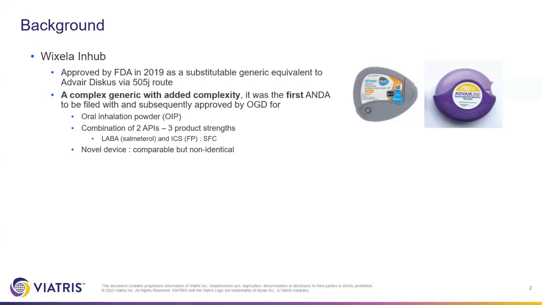Why was it so complex? It was a powder, a dry powder inhaler. It was a combination product of 2 APIs, 3 product strengths. And it included both the LABA, which was challenging enough in itself, but also an inhaled corticosteroid. And for reasons that have already been discussed around dose response, inhaled corticosteroids were a very difficult thing to be developing, let alone in combination.